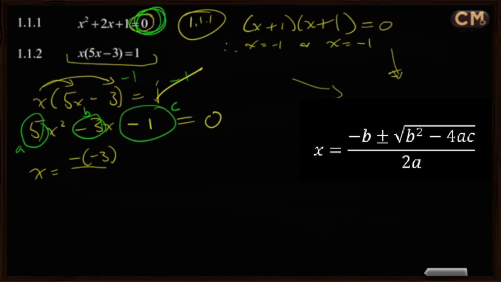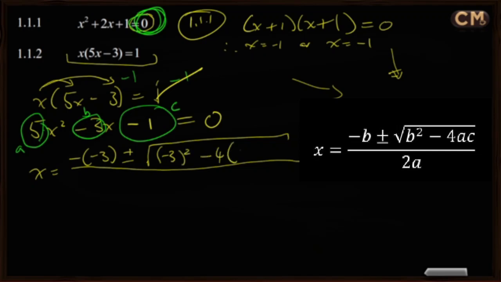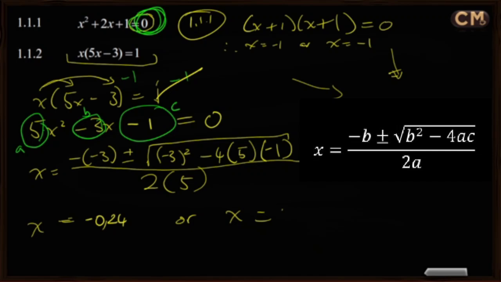Well, back to this structuring of the big fraction. Plus or minus the square root of b squared, that's minus 3, all squared, minus 4, the value of a, of course, as previously stated, is 5, and minus 1 for the value of c, all divided by 2 multiplied by, in this case, 5, and that is equal to, after some beautiful editing, minus 0.24 or 0.84. Yeah, 2 decimal places.